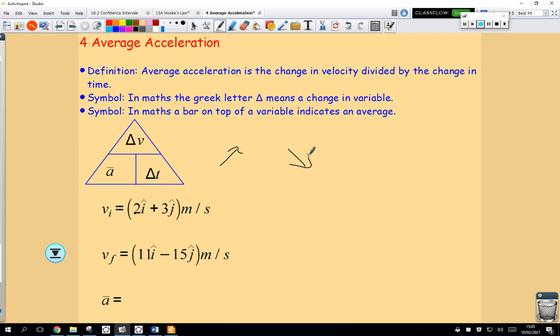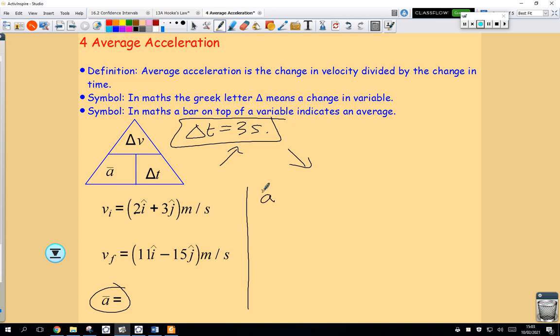The other thing I should have put in is a change in time, which I've left out of this question. Let me just stick it in here now. Let's just say the change in time is 3 seconds. And I want to find my average acceleration. That's my question. Average acceleration is defined as being change in velocity divided by change in time.